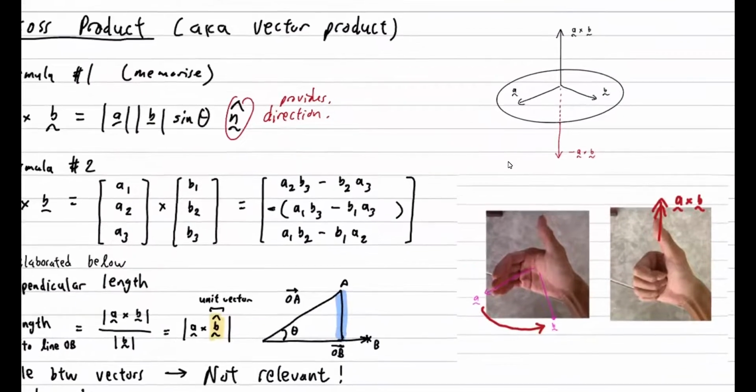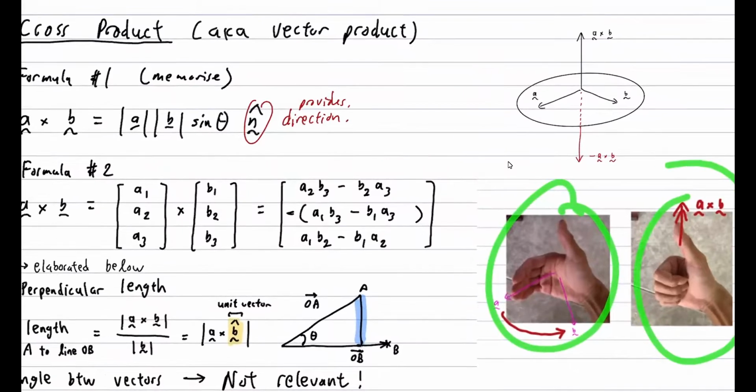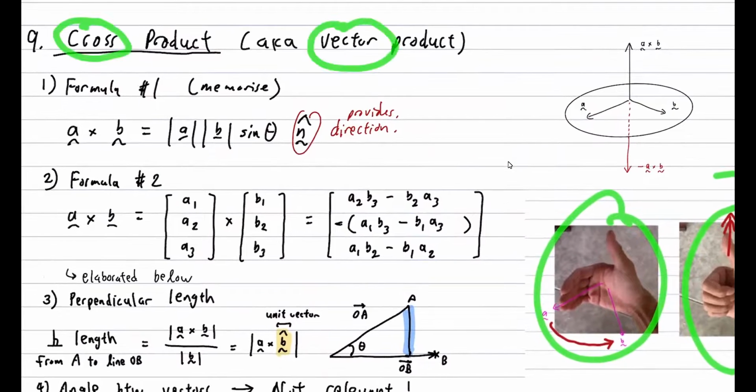Okay, I use my hand as a model. I'll explain later. So cross product and vector product, they are the same names for the same thing. Why is it called a cross product? Because you see a crossover here. Why is it called a vector product? Because at the end of the day, what will you get after you cross a vector A? You still get a vector, not a scalar.